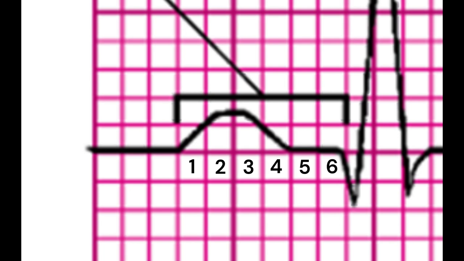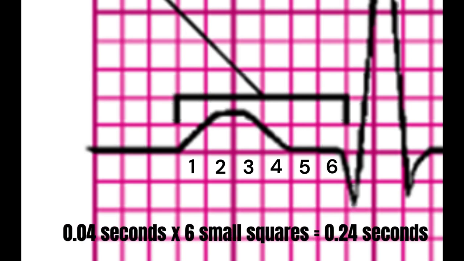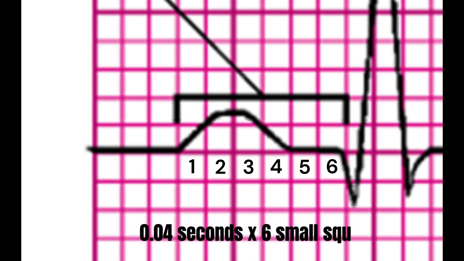You can use an EKG caliper to accurately count the squares. Each small square on an EKG strip represents 0.04 seconds, so multiply the number of small squares by 0.04 to get the duration of the PR interval in seconds.